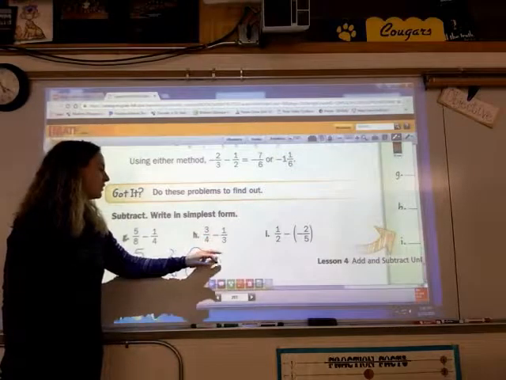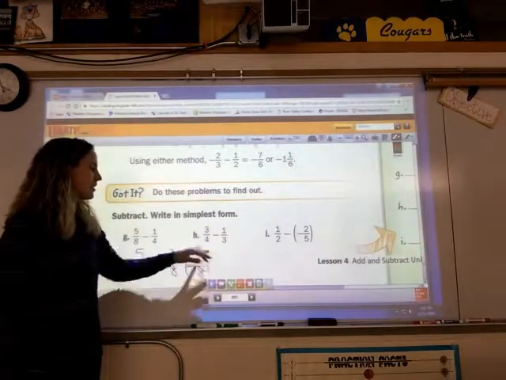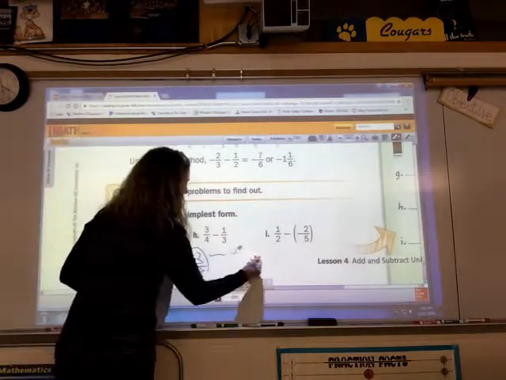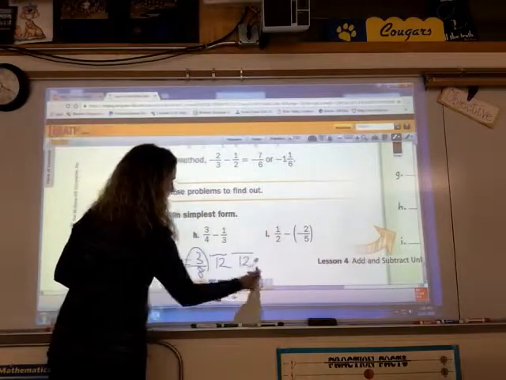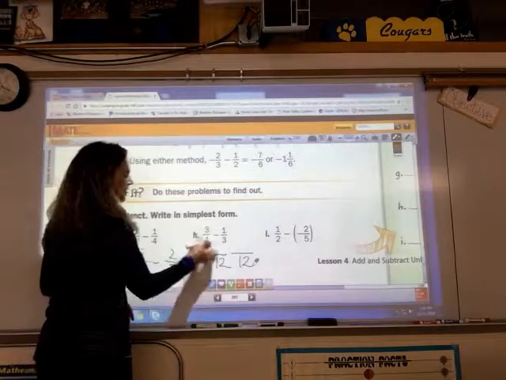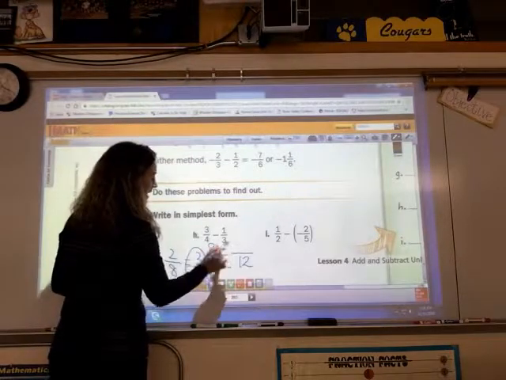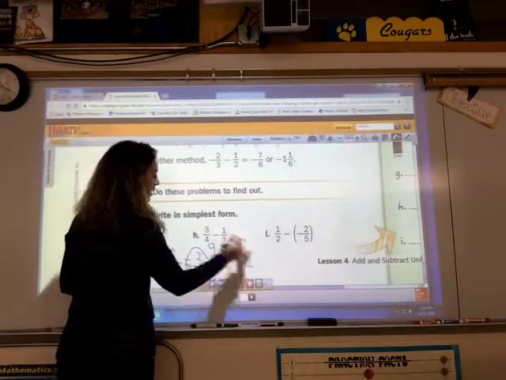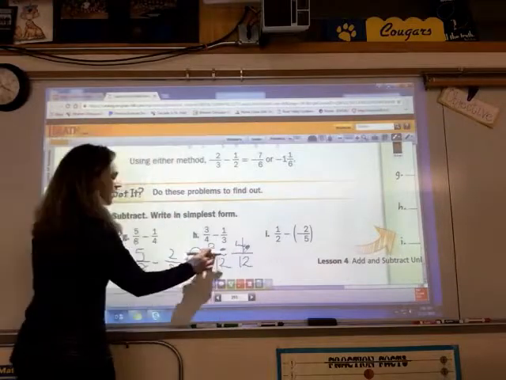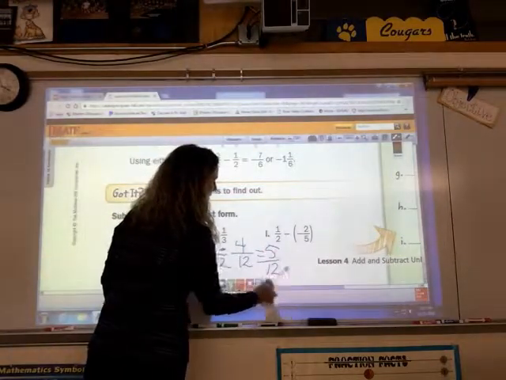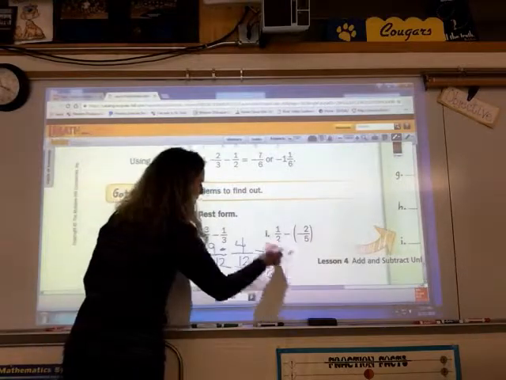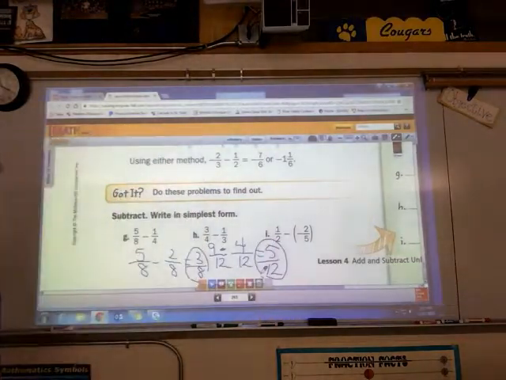3/4 minus 1/3, I can't keep the 4 or the 3, so therefore I'm going to find a common denominator. Probably would use 12. Okay, so 4 times 3 is 12, 3 times 3 would be 9, minus 3 times 4 is 12, 1 times 4 is 4. So 9 minus 4 gives me 5, and 12 would be my denominator. So in simplest form, you'd have 5/12.